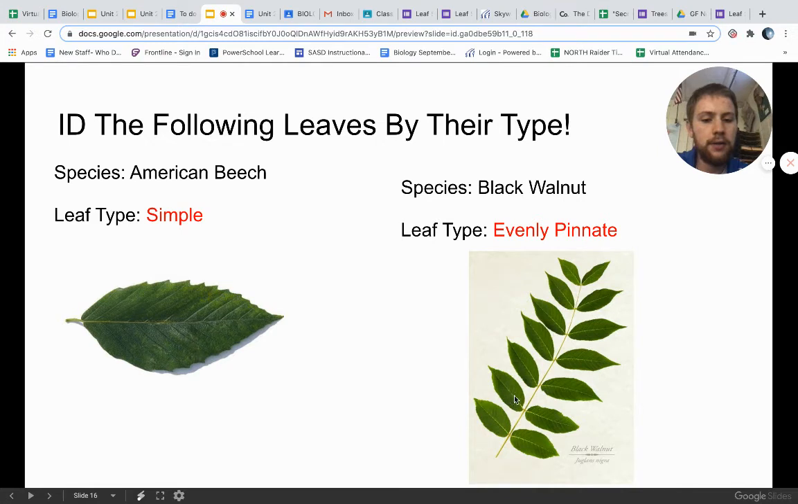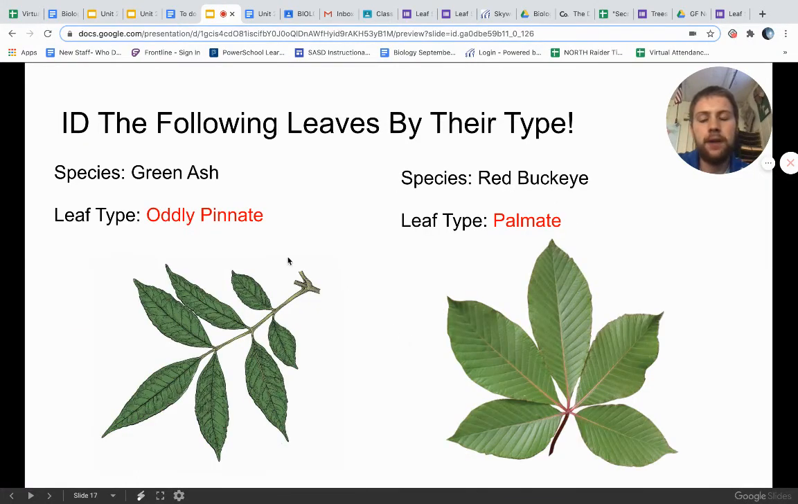Notice if we count them, 1, 2, 3, 4, 5, 6, 7, that's going to be 14 because we've got 2 on each side. They appear to be attached symmetrically, directly opposite, or at least it's not noticeably different. Green ash, now this is oddly pinnate right here. Now you might be able to make the argument this looks like it could alternate a little bit. So it's definitely odd, 1, 2, 3, 4, 5, 6, 7, if we count the number of leaflets. And we could probably say oddly pinnate. Although you might be able to say alternately if we knew for sure that these were staggered, but they look to be pretty much opposite from one another.